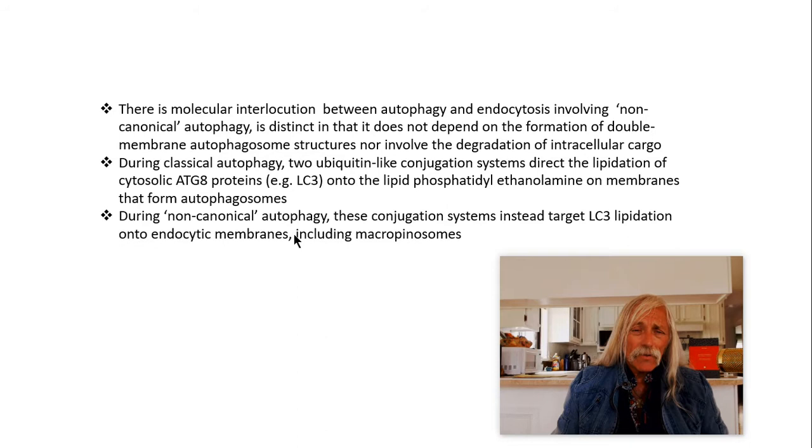Okay, it's all extracellular. So during classical autophagy, two ubiquitin-like conjugation systems direct the lipidation of a cytosolic protein called ATG8. For example, one of those proteins has a signature LC3. And that's onto the lipid phosphatidylethanolamine, or PE, on membranes, and then that triggers the autophagolysosomal system to commence. During the non-canonical autophagy, those conjugation systems instead target LC3 lipidation onto endocytic membranes, the process we've been talking about now, and that includes these macropinosomes. Thus pulling things out of the matrix, out of the serum.